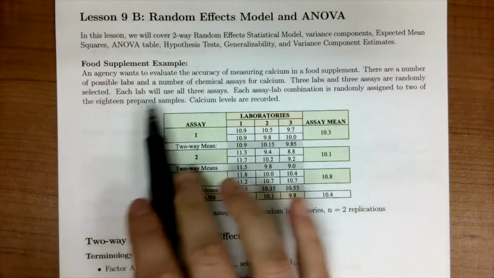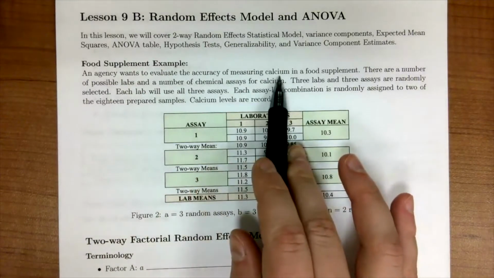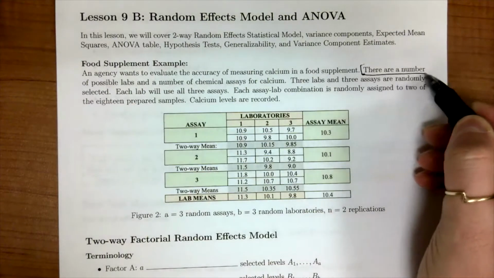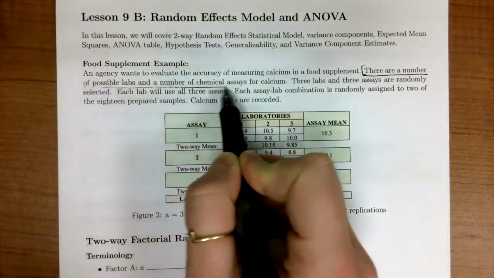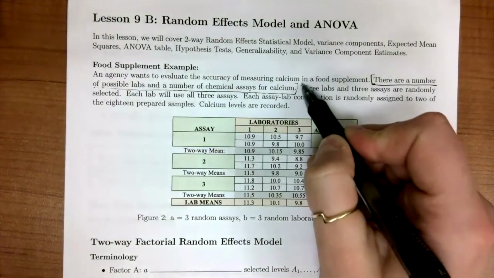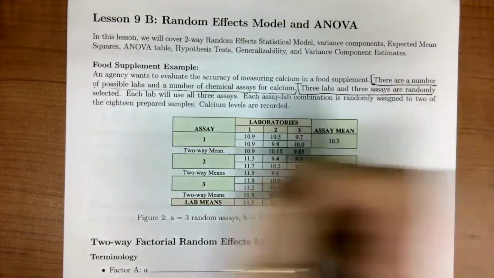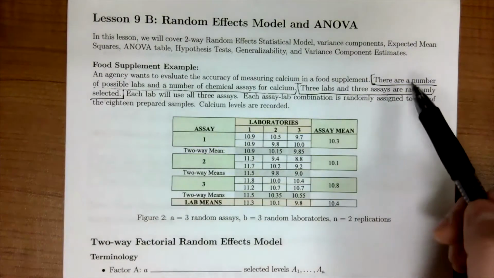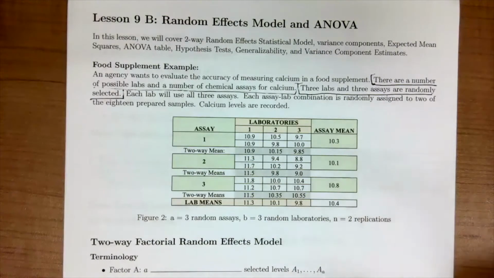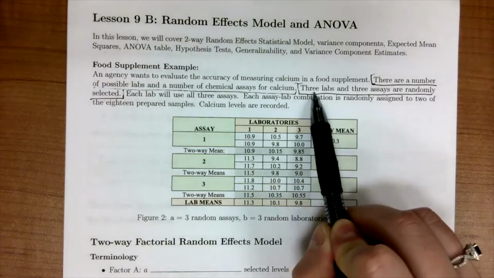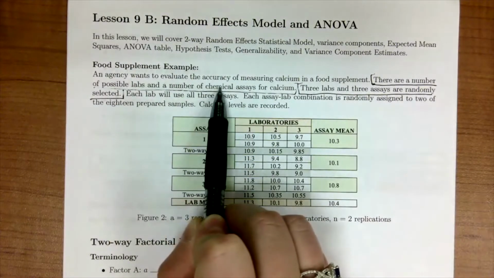So here we're trying to measure calcium in food supplement. We were told that there are a lot of different possible labs and a number of chemical assays for calcium. We're also told that we're going to randomly sample 3 labs and 3 assays to perform our analysis. This right here is creating that random effect. We don't have 3 predetermined assays or labs. We're randomly selecting the 3 labs and 3 assays from their population, okay?